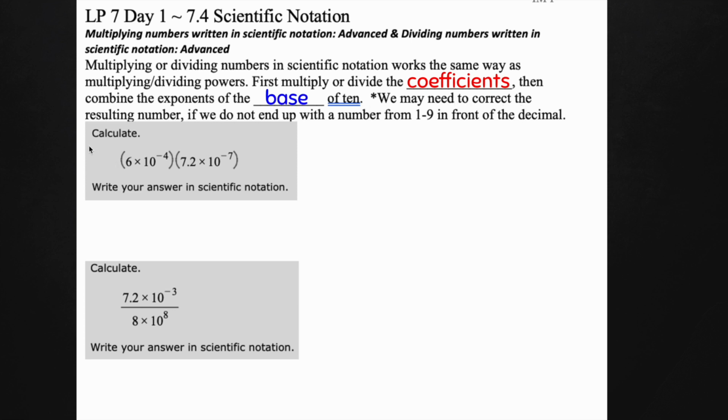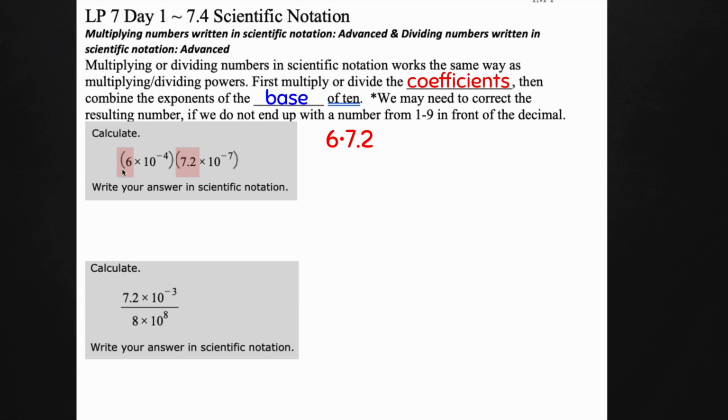We may need to correct the resulting number if we do not end up with a number from 1 to 9 in front of the decimal. One thing to make sure of, and this is a little bit more important when you're doing addition and subtraction, because you can also add and subtract these numbers: if you don't have the exact same exponent, you cannot add or subtract the numbers straight off. You have to correct them so they have the correct exponent, meaning move the decimal the appropriate number of times to get the correct exponent. Now, when you're multiplying or dividing, you don't have to correct this. You can start multiplying and then you can correct it after.